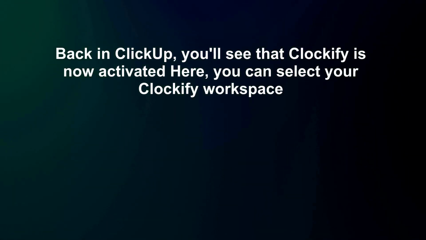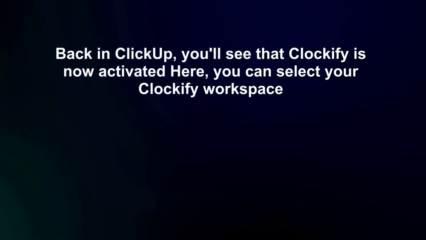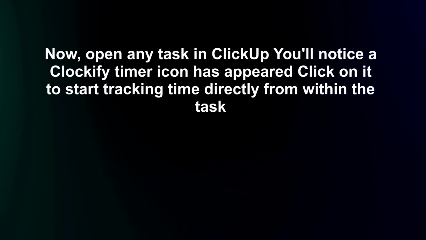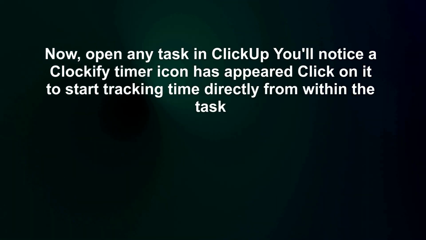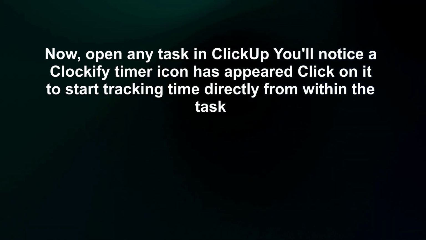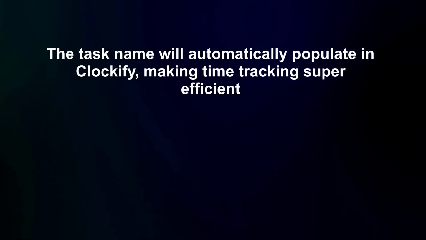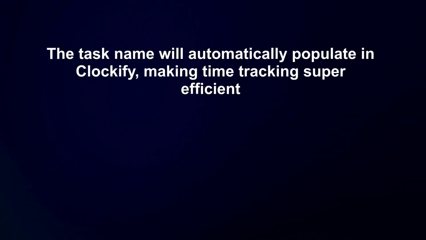Back in ClickUp, you'll see that Clockify is now activated here. You can select your Clockify workspace. Now, open any task in ClickUp. You'll notice a Clockify timer icon has appeared. Click on it to start tracking time directly from within the task. The task name will automatically populate in Clockify, making time tracking super efficient.